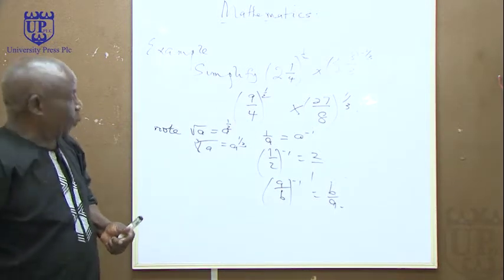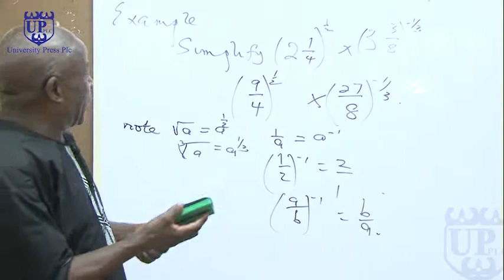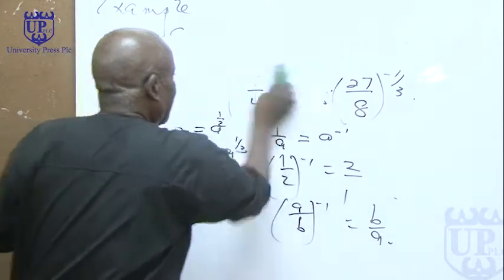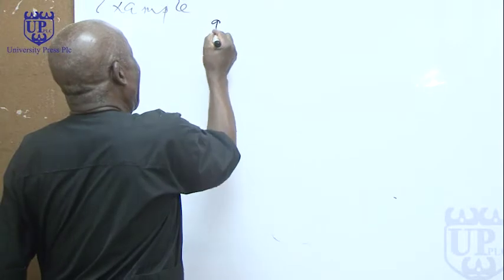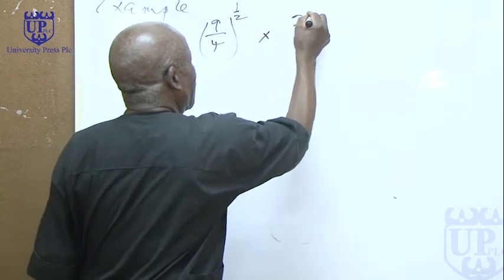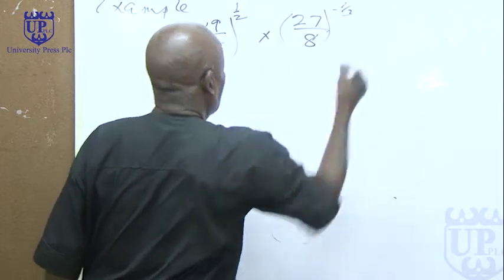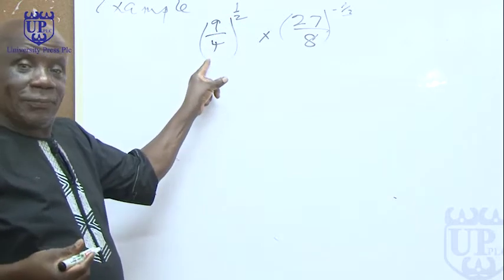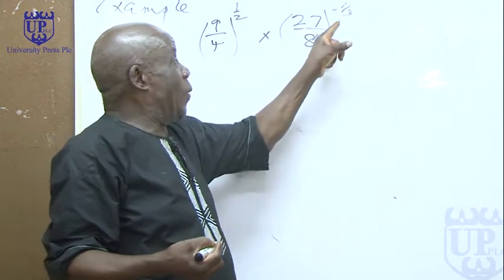9 over 4 raised to power half multiplied by 27 over 8 raised to power minus 1 over 3. Take note of how it is written. There is no relationship between 2 and 4, and no relationship between 27 and 3. Don't say 3 here 1, 3 here 9.